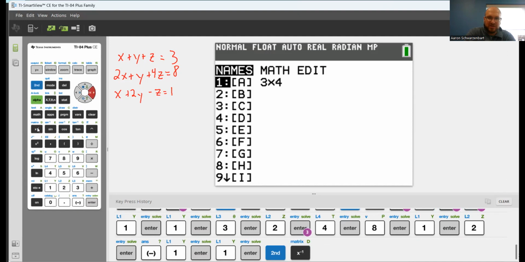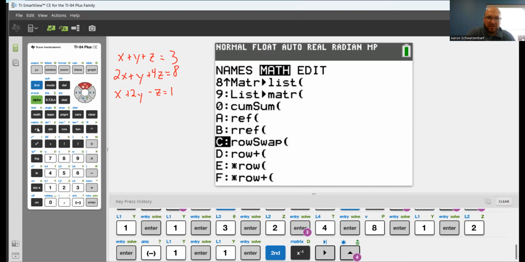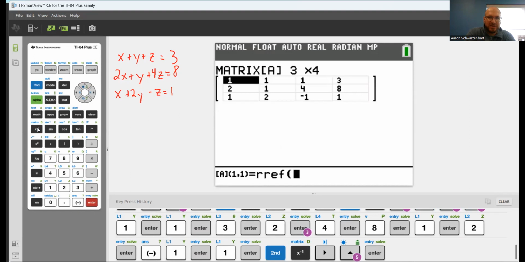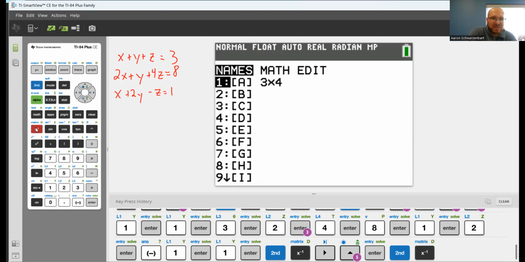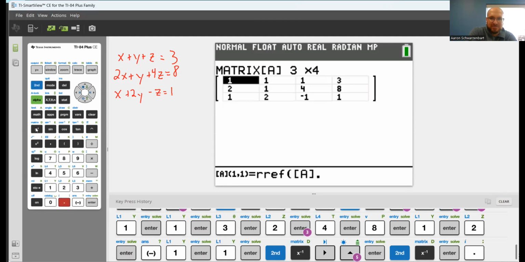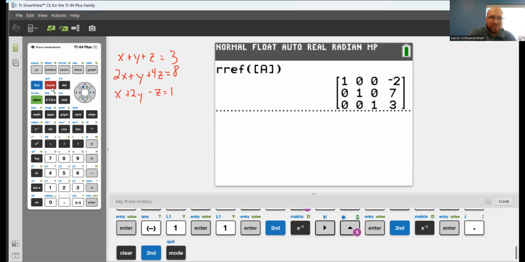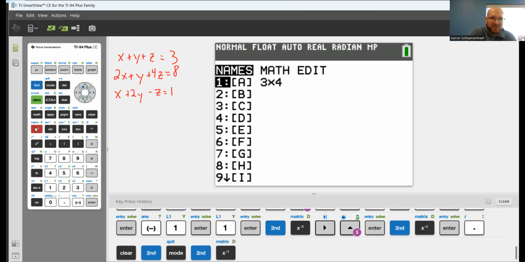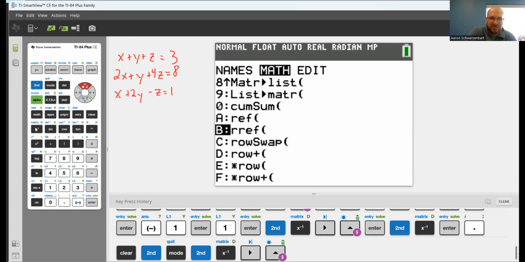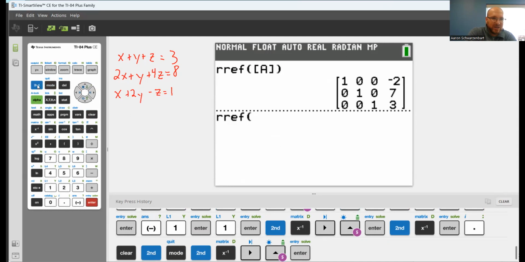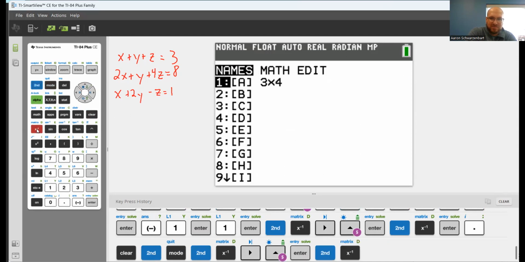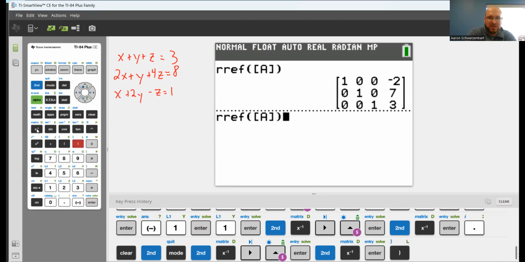I can just go right back to matrix. I don't really have to quit. Reduced row echelon form. And it's our new A. I don't know what I'm doing right now. Okay, let's try again. Math, reduced row echelon form, and let's grab matrix A. Maybe I did need to quit.